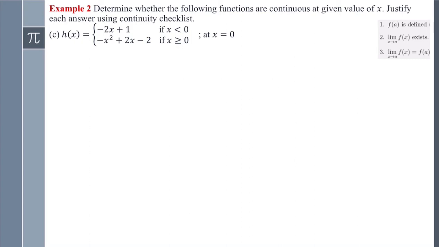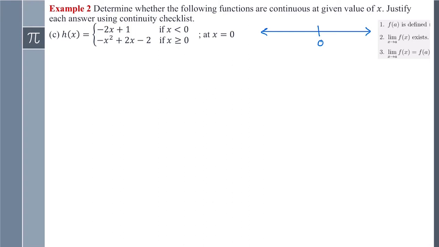So let's look at this one. The first thing, let's see whether the function is defined at x equals 0 or not. So just be careful here again. We are looking at the piecewise function. I know you're familiar with piecewise functions. So we have a 0 here. That's where we are looking.